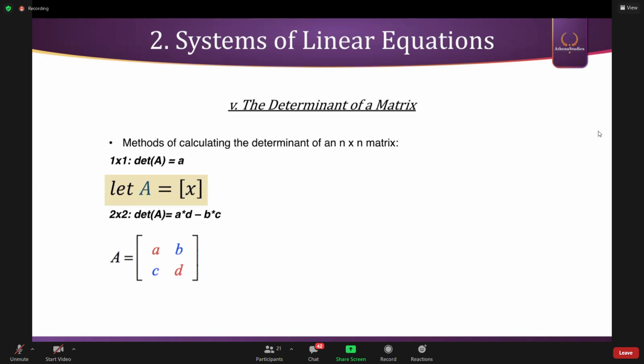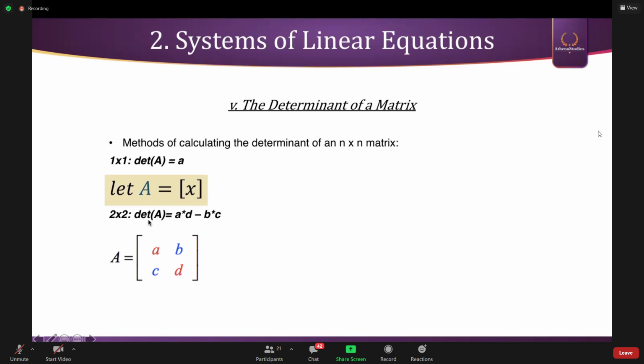Let's see how we calculate the determinant of matrices. So for a matrix of 1 by 1, this is 1 by 1 means 1 column, 1 line, 1 element. It looks like this. The determinant of this matrix A will be the element inside the matrix. So determinant of A will be exactly the element in here between the brackets. Pretty easy.